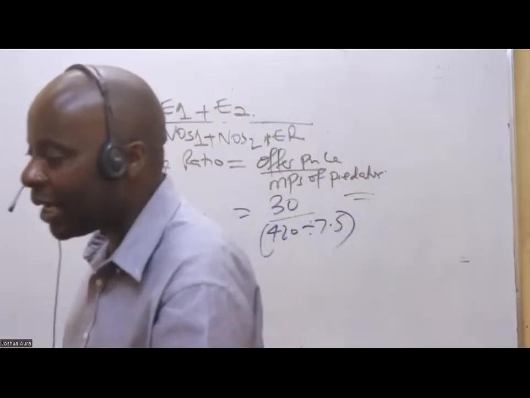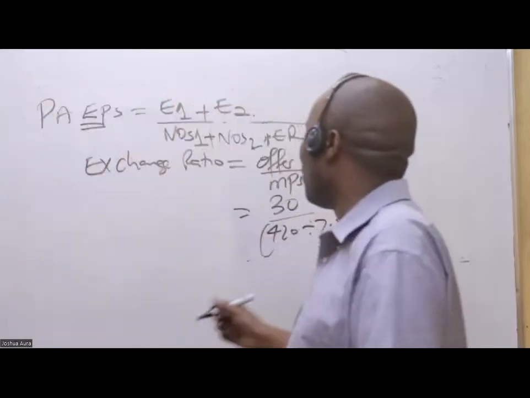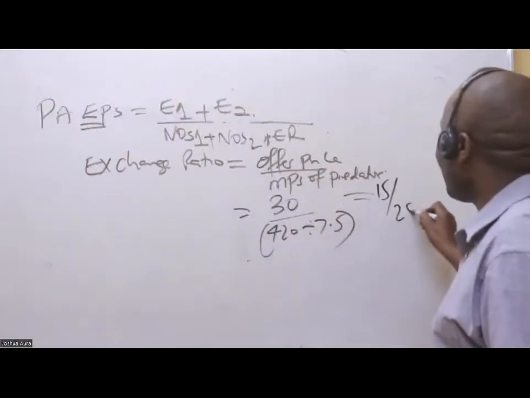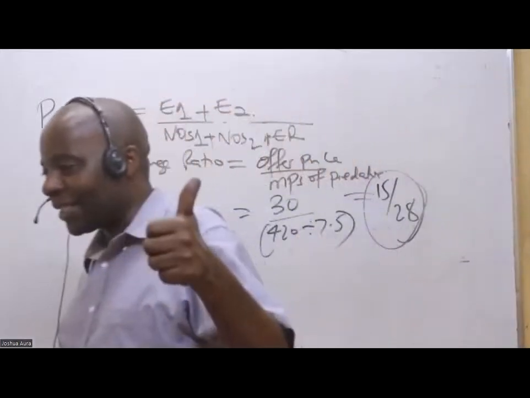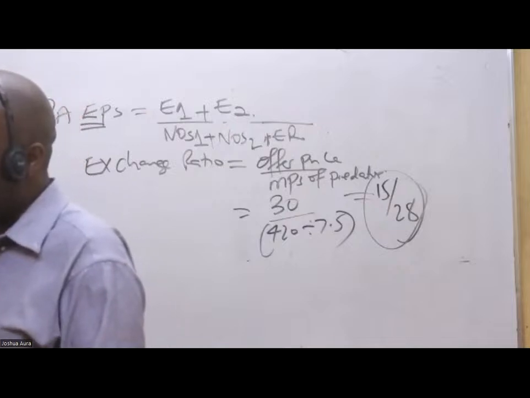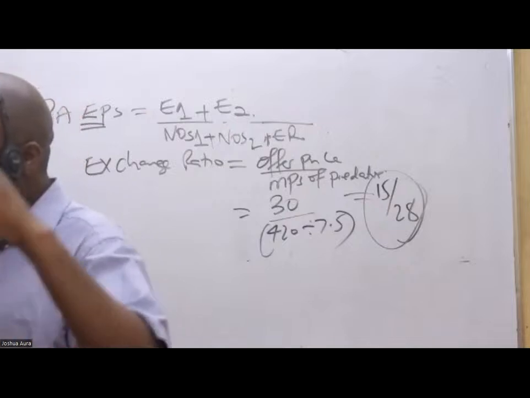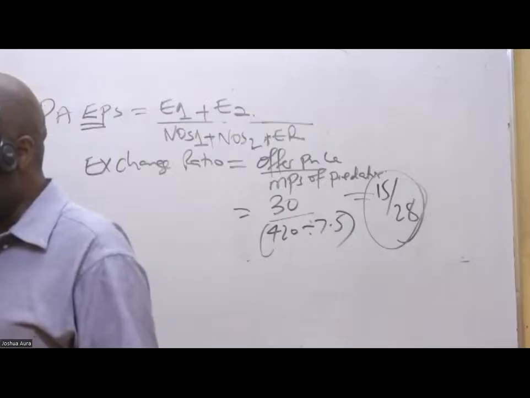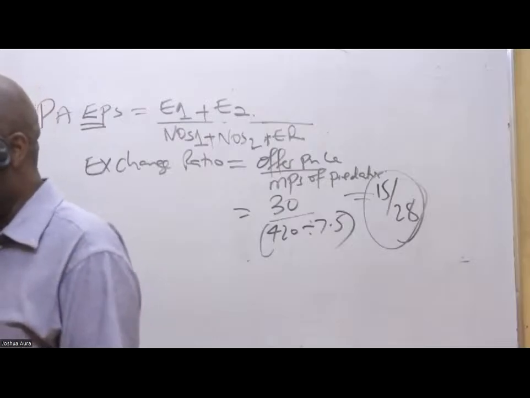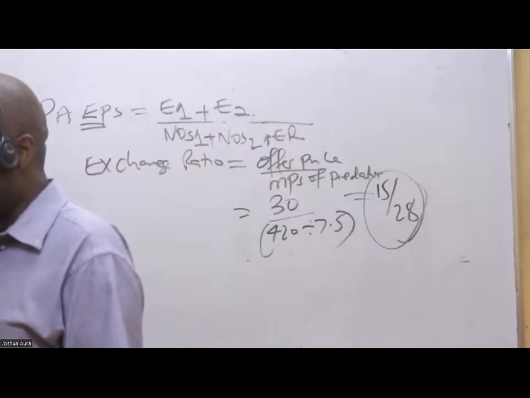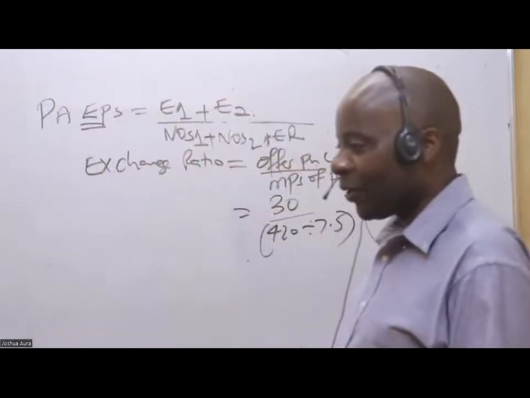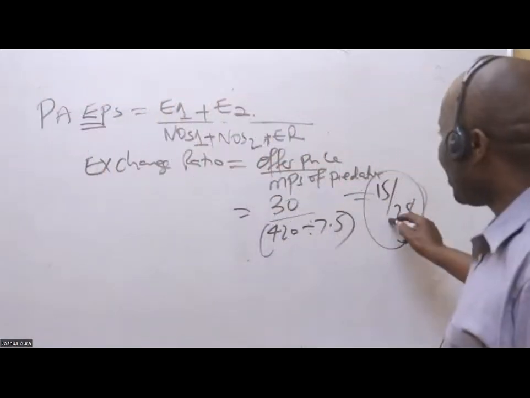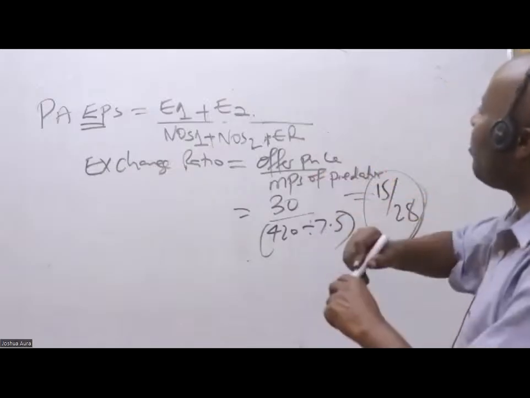Yes, and they're telling me that the final answer is 15/28. Is there somebody who has not been able to get this? Raphael, great. Is there somebody who has not been able to get this 15/28? The final answer for EPS is 3.8. So there's nobody who is saying they haven't been able to get this. So let's then get back to this.